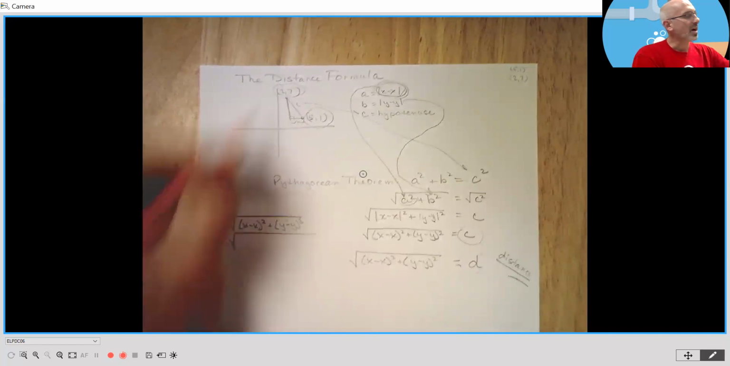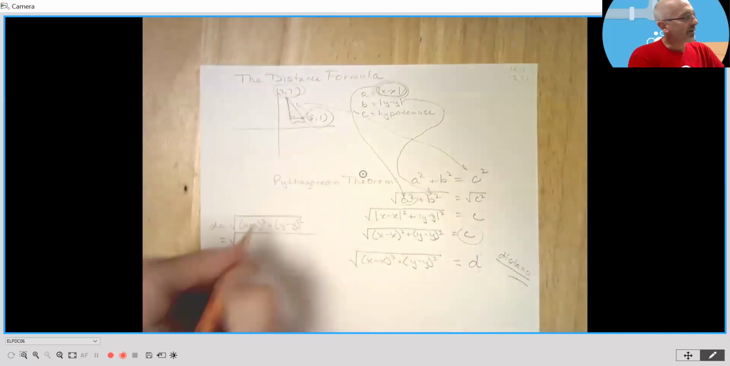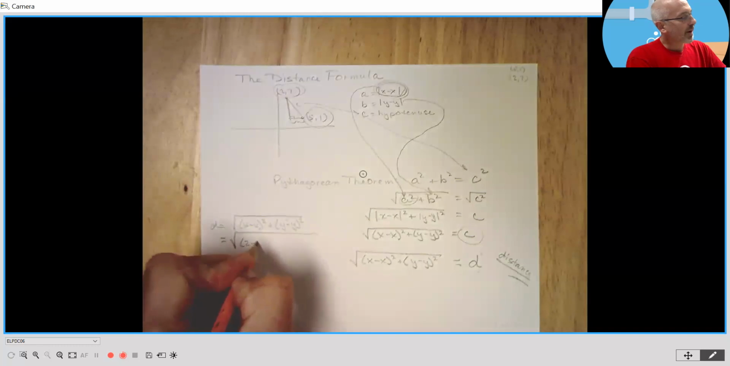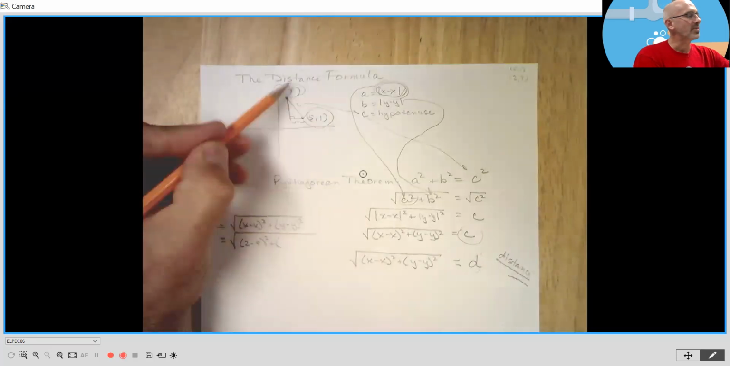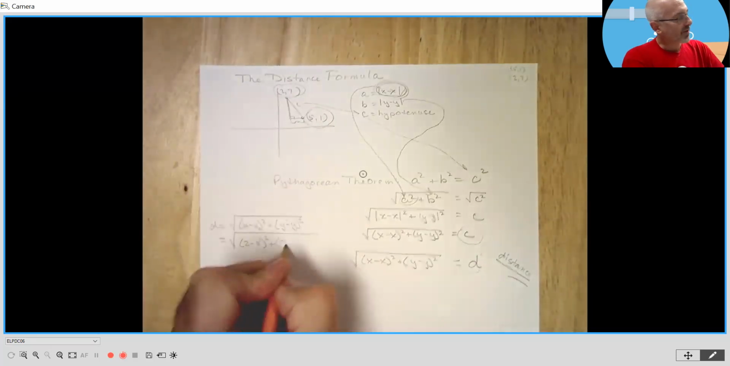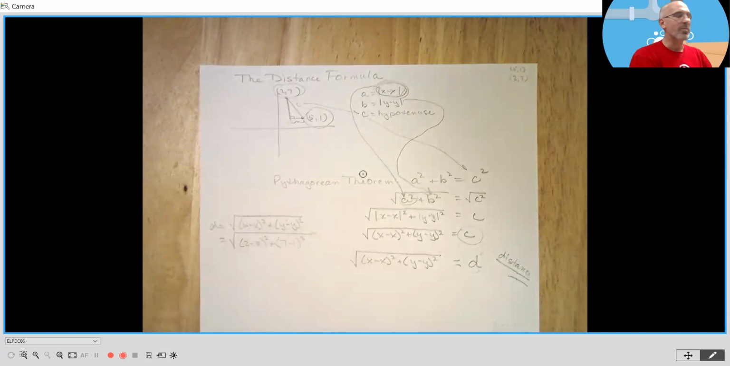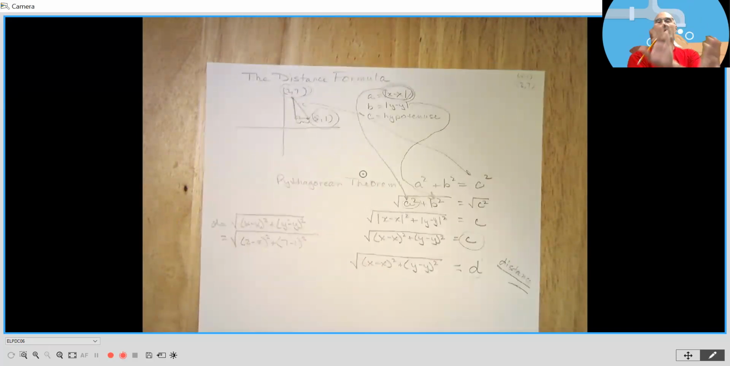My x's are 2 and 5, so it's 2 minus 5 squared. And I'm going to add to that the difference of my y's, 7 and 1: 7 minus 1 squared. Now remember, you can subtract them in any order. It kind of goes against everything that we've been taught, that you can only subtract one way. We're squaring, so it doesn't really matter.